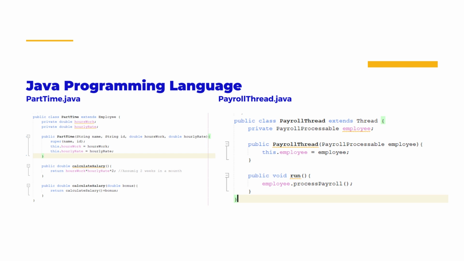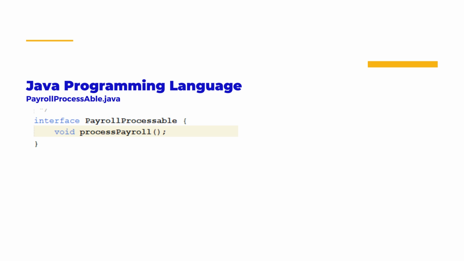The purpose of this code is to provide a convenient way to run the processPayroll method of an employee in a separate thread. By using threads, you can parallelize the payroll processing for multiple employees, improving the performance of the system. And next is the PayrollProcessable interface.